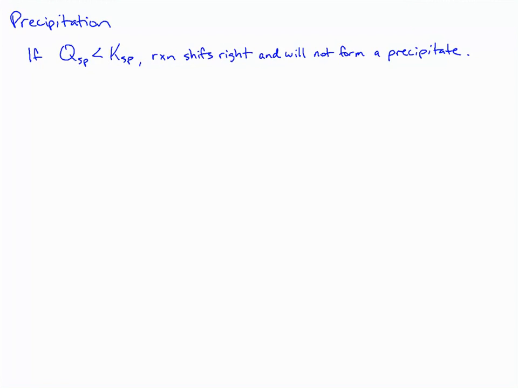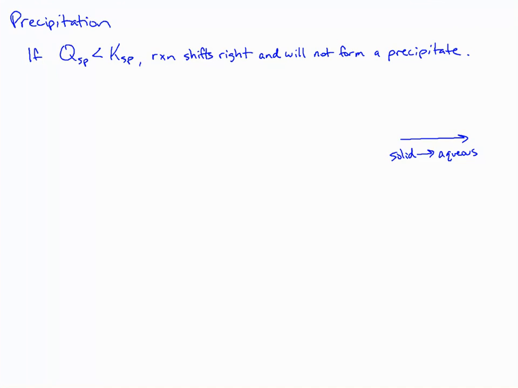So here's how Q and K are related. If QSP is less than KSP, the reaction is going to shift to the right, and there will not be a precipitate because in this solubility reaction, you have a solid, right? This is the reaction. You have a solid becoming aqueous. And so when QSP is smaller than K, if the reaction shifts to the right, it favors the dissolved ions.